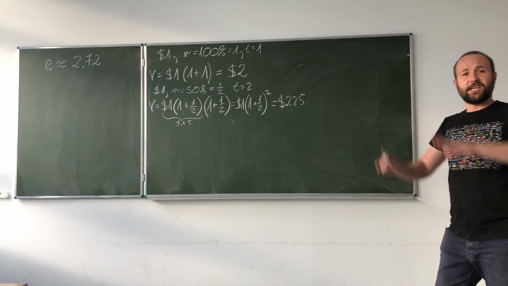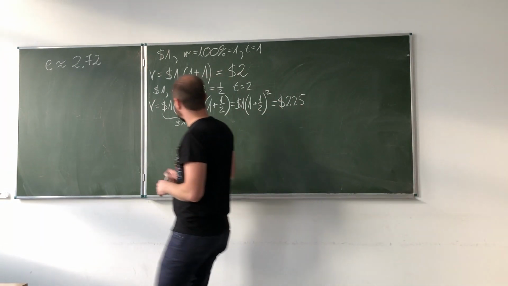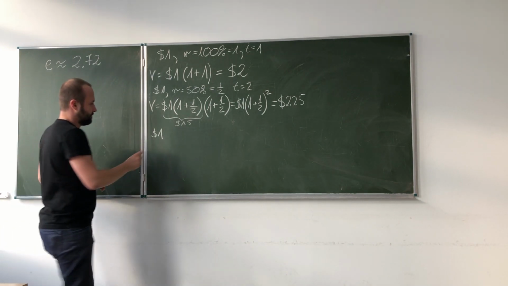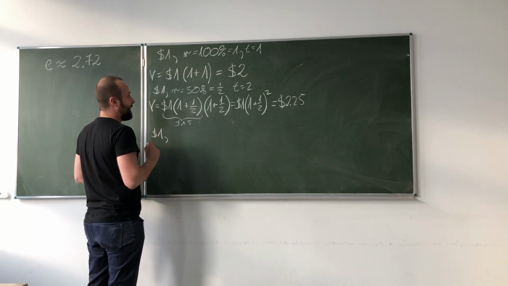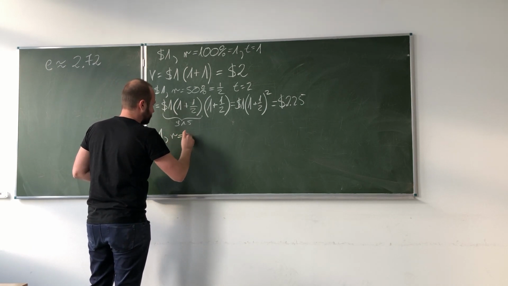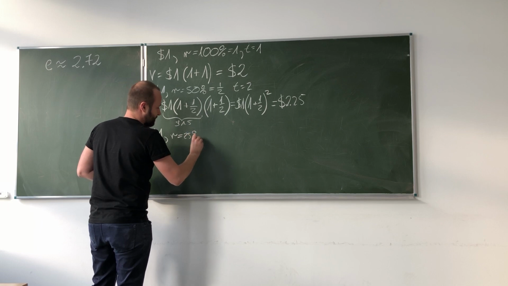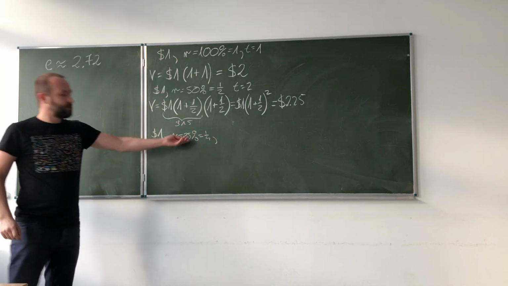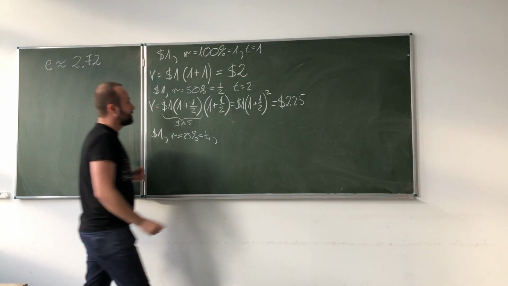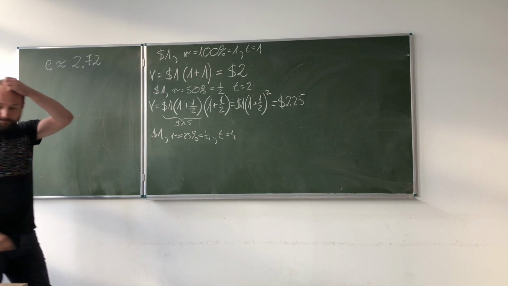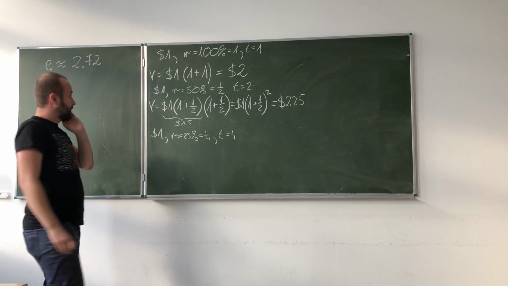But of course, let's go even deeper. What if you've got $1 and at the same time the interest rate in the bank drops to 25%, or 1 over 4, but now this is a quarterly interest rate, so we will have 4 capitalizations.